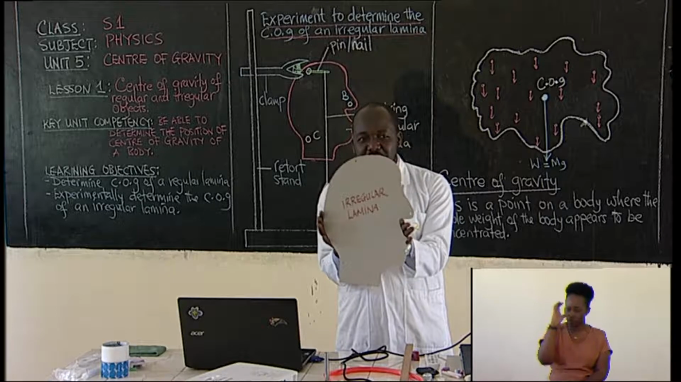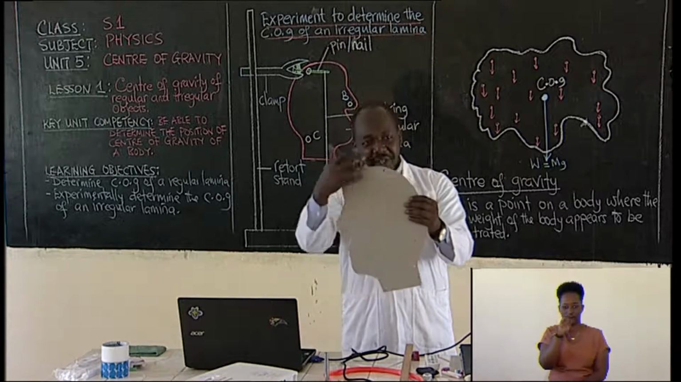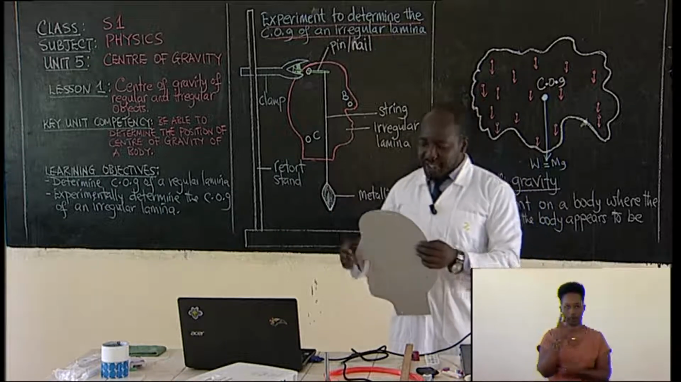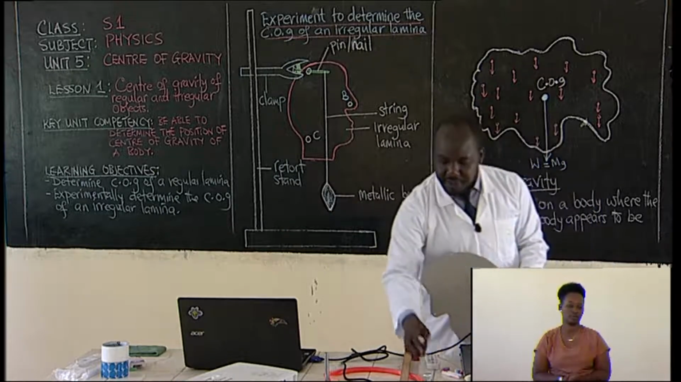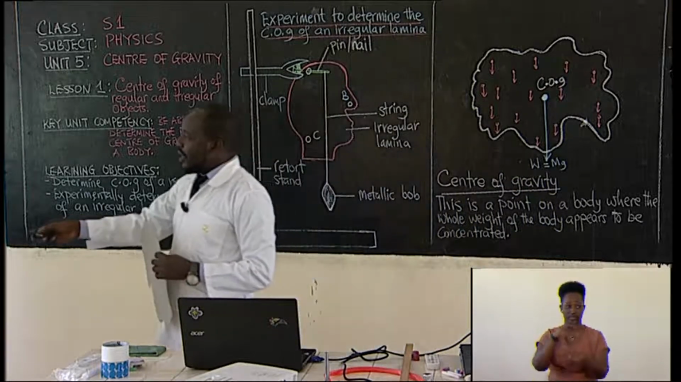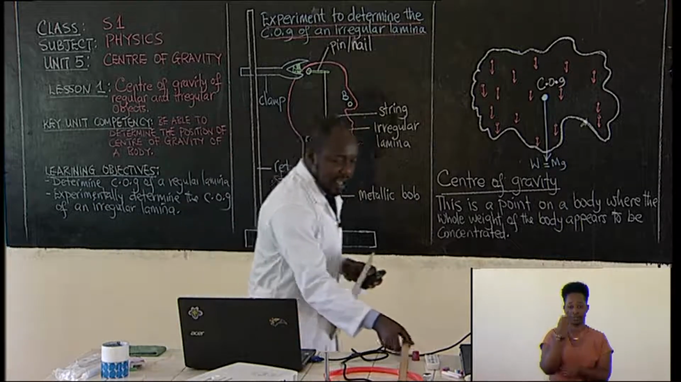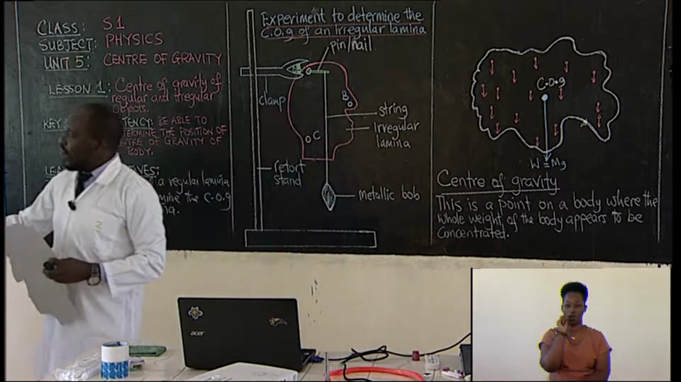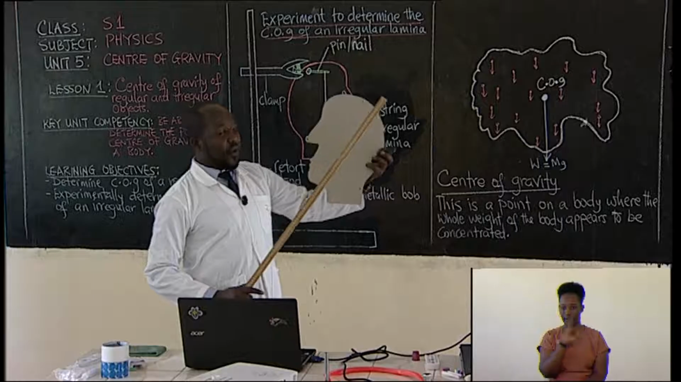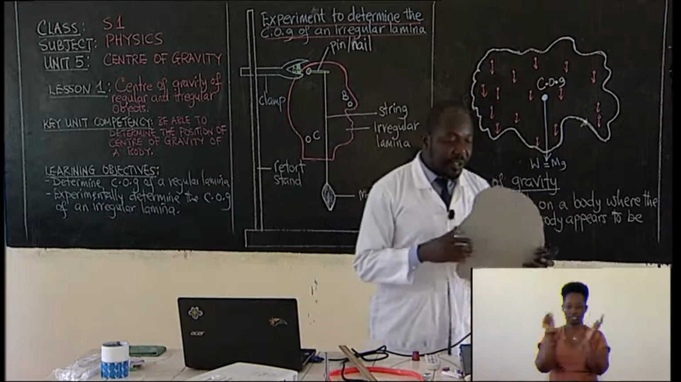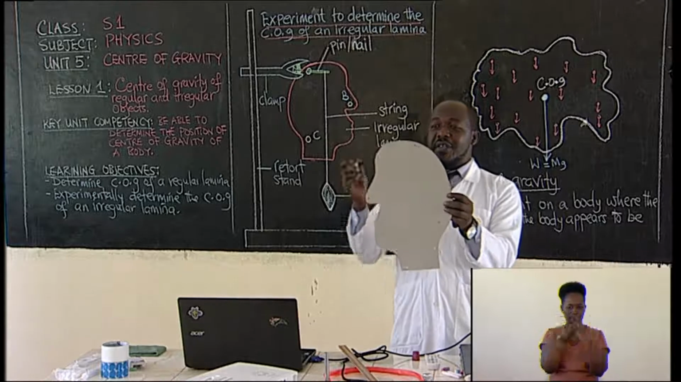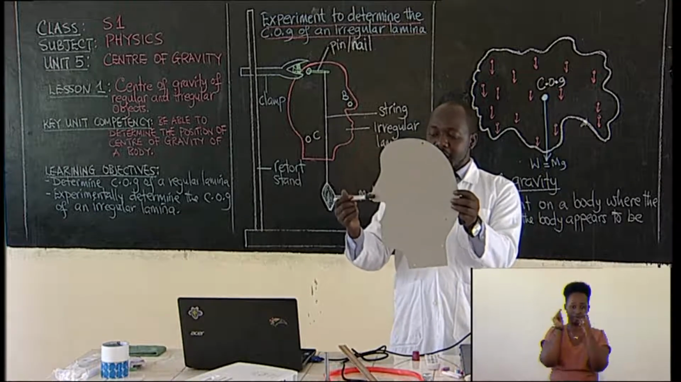I have written irregular lamina, but I am going to work on this side because I need to draw some lines. So let us look at the procedures. First procedure, they are saying make 3 holes, A, B, and C. Now what I have done, I've already made the 3 holes. Just focus on this lamina, you will be able to see the 3 holes. Do you see the 3 holes? There's one here, there's one there, and this one.